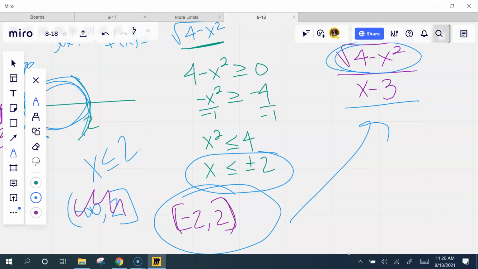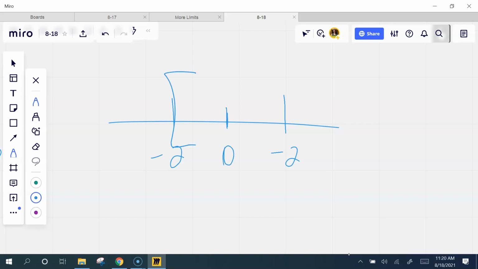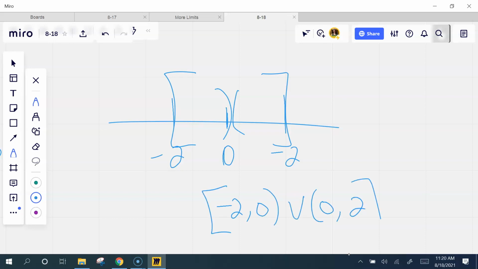If you need to do it separately, yes. If it was in there, is that what you're fixing to ask? Let's say I set up a domain and I found out that 0 did not work. I would use back-to-back parentheses here. So I would write negative 2 to 0, 0 to 2.